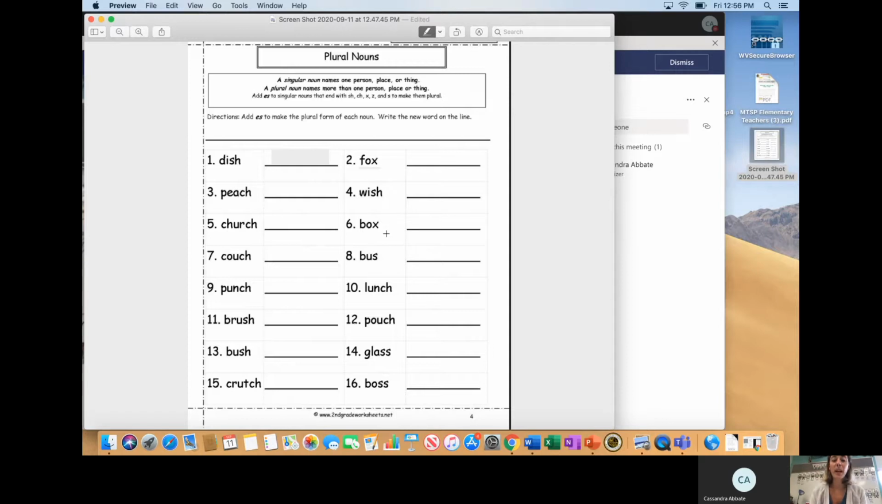We're going to do one last one. Box. What are we going to add to the end of box to make it plural? S or ES? Pause the video. Do it now. What do you add to the end of it? ES. Why did we add ES to dish, fox, peach, wish, church, and box? Because they ended in SH, CH, or X. So that meant we add ES to the end of them. Good job. I hope you caught on to that.